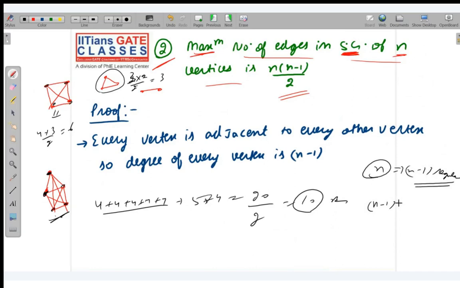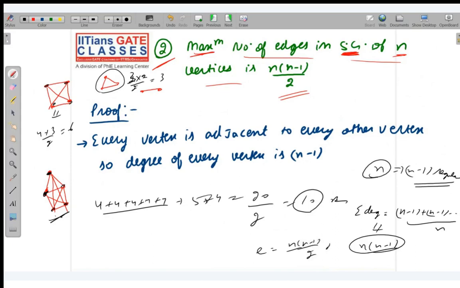So sum of degree will be what? Sigma degree, that means sum of degree, it will be n minus 1 plus n minus 1 plus dot dot dot. How many times? N times. So it will be n into n minus 1. This is the sum of the degree. Now edges is what? Sum of degree by 2. So number of edges will be n into n minus 1 by 2. Hence proved.